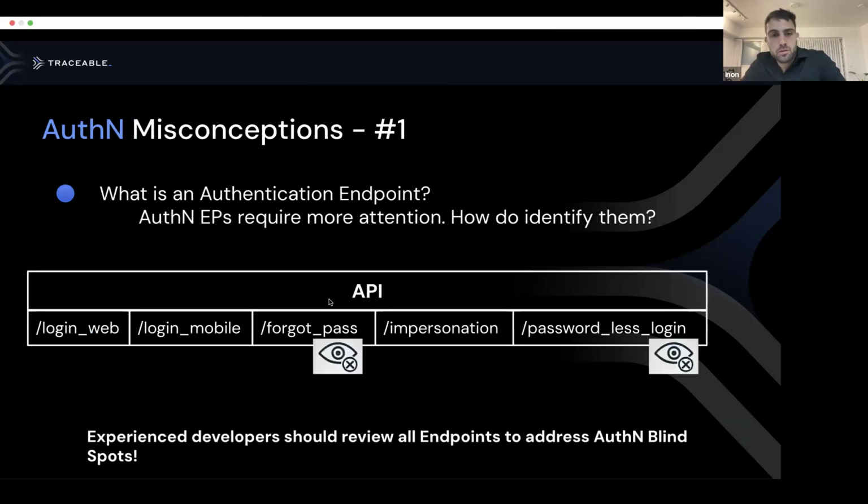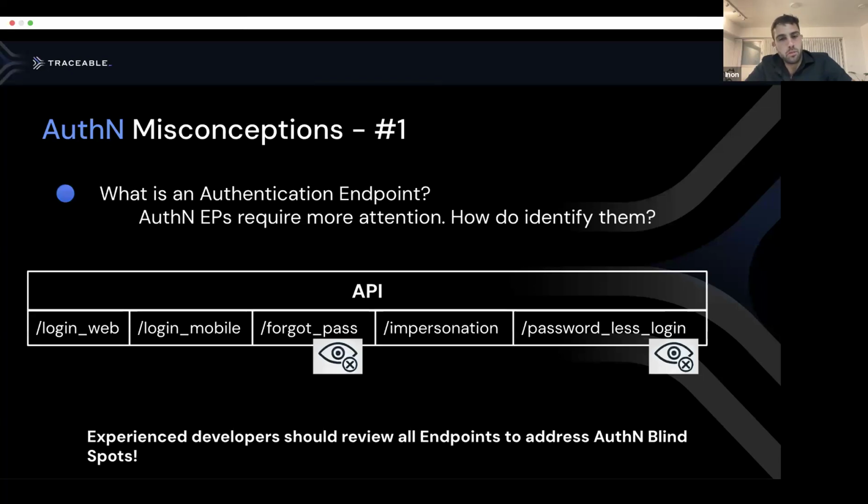Let's talk about common misconceptions when it comes to authentication. Many times when I see authentication breaches, or find authentication weak spots, they happen because of this misconception. First of all, it's really important to understand what an authentication endpoint is. The most simple example would be a login endpoint, right? There is an endpoint, it receives a username and password, and you say, okay, this leads to authentication, I need to protect it. I need to put rate limiting in place and a CAPTCHA.